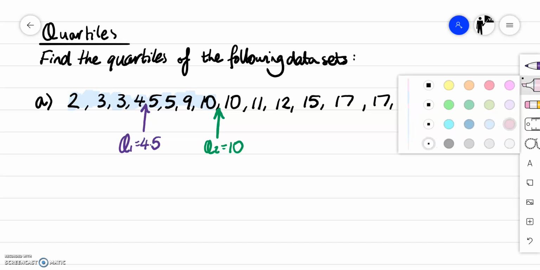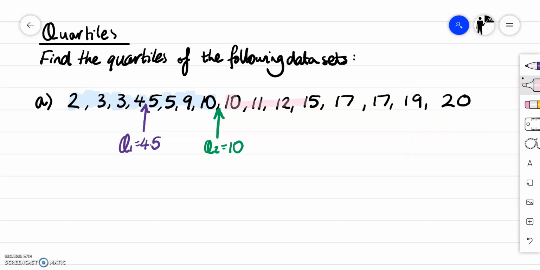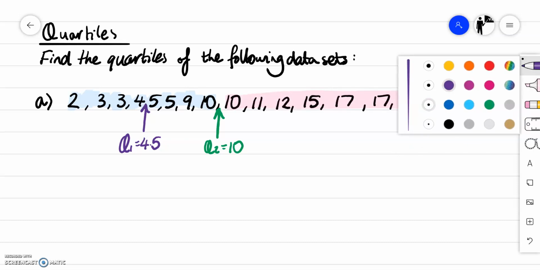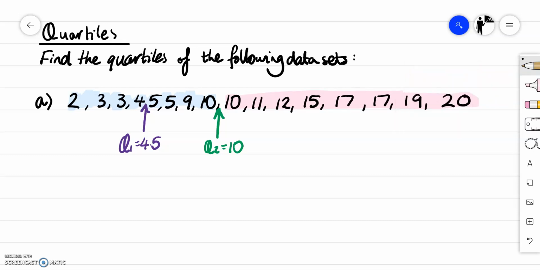And then we're going to do the same idea for all the numbers to the right of the median. So 10 and 20, 11 and 19, 12 and 17. So our median is going to be in the middle of 15 and 17. What's in the middle of 15 and 17? Well, it is 16. Okay, so that's how we identify our quartiles.